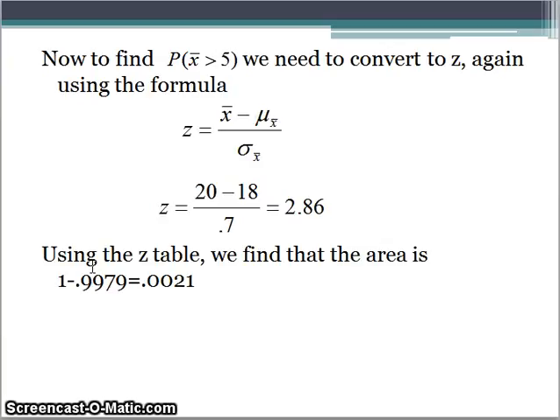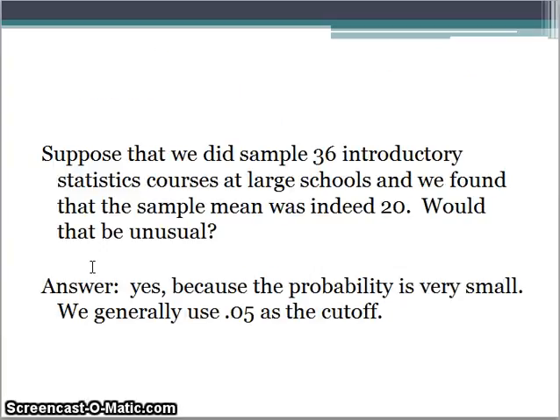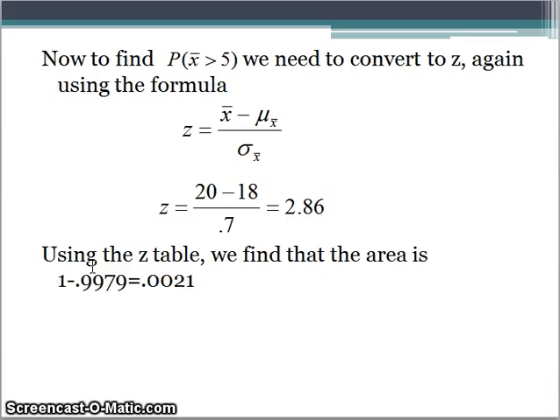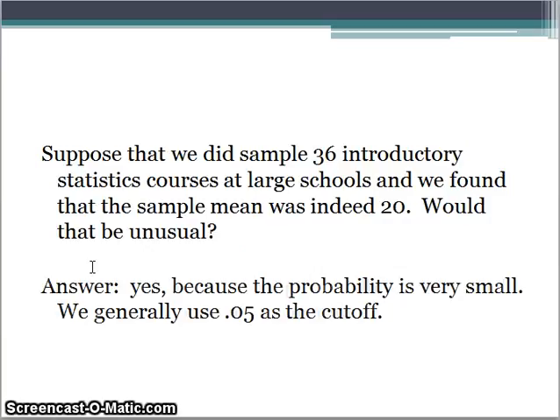So would that be unusual? Remember the cutoff of 0.05, which I think they call the rare event rule. Any probability less than 0.05 is small. That probability was 0.0021. Therefore, yes, that probability is small, and that would be an unusual event.